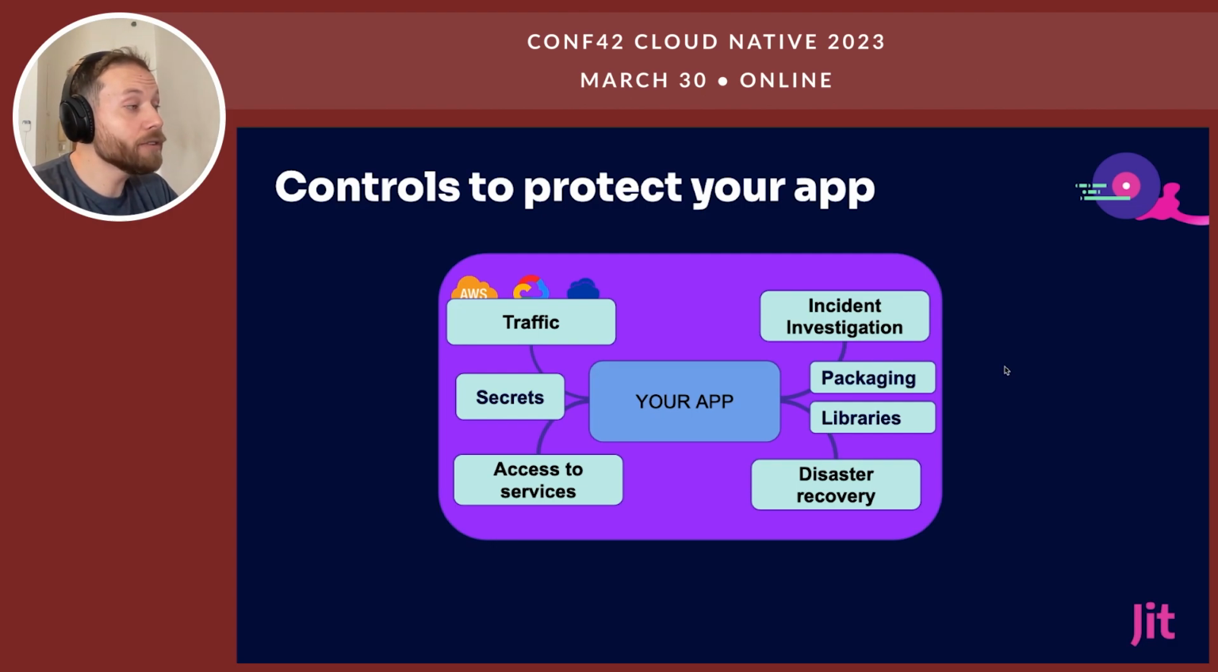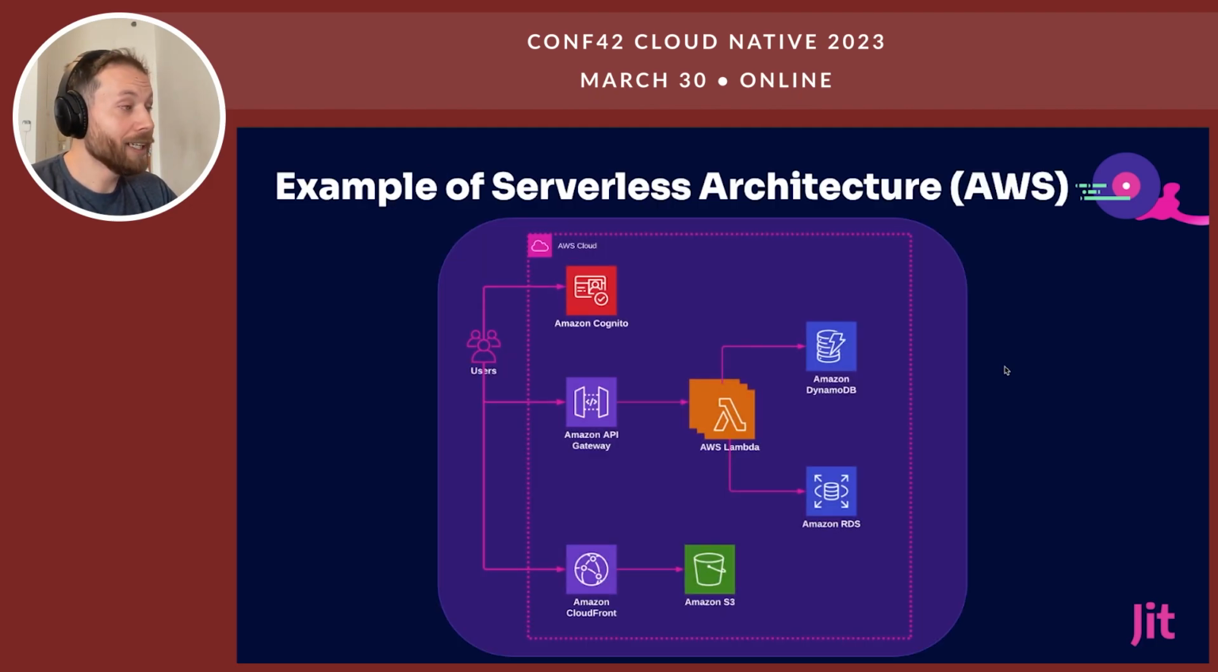So you have different controls that you could use in different areas like the traffic, secrets that you use inside your application and cloud, and access to services. When something happens, you probably want to investigate it. You are using third-party libraries, packages, and third-party services. And of course, you need to make sure that if something happens, you have a game plan in order to recover.